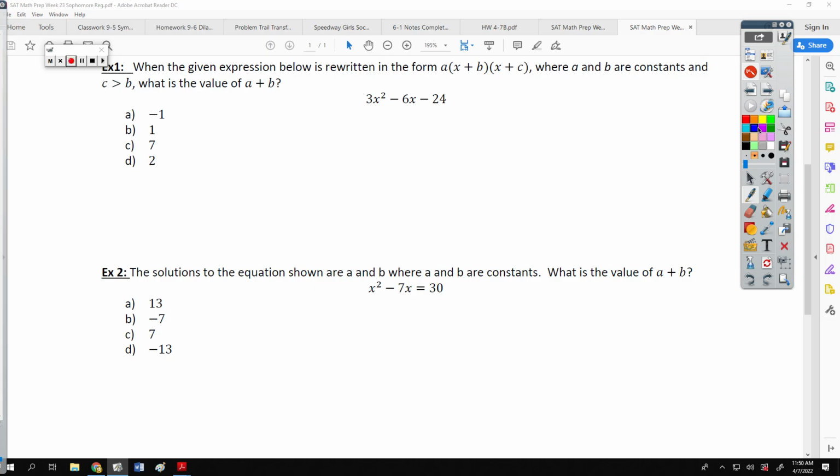The first example is something similar to what we've been doing for several weeks now. It says, when the given expression below is rewritten in the form A times the quantity x plus B times the quantity x plus C, where A, B, and C are constants, and C is greater than B, what is the value of A plus B?